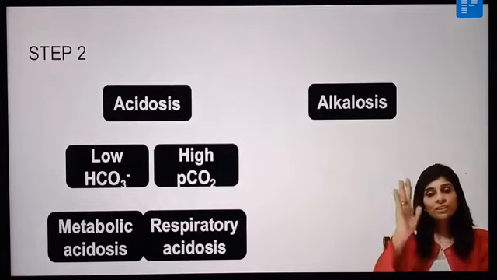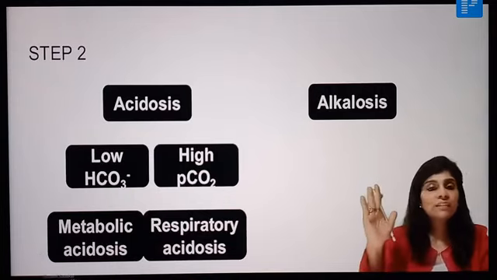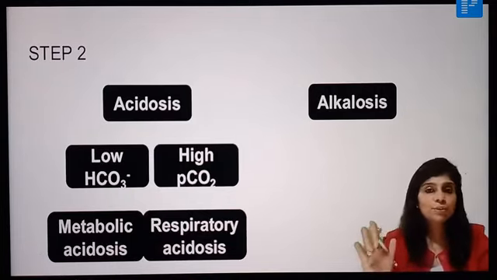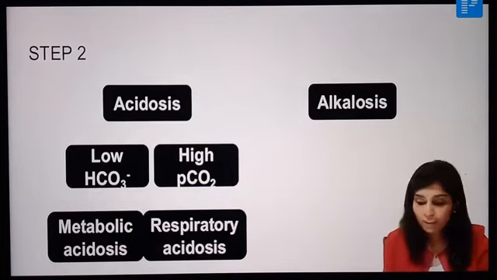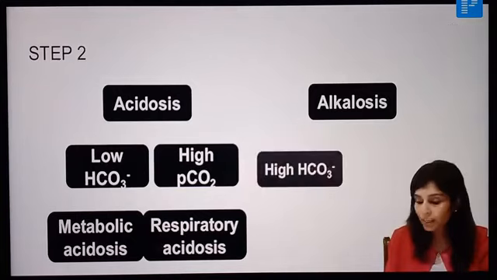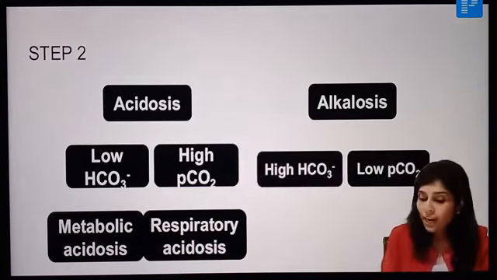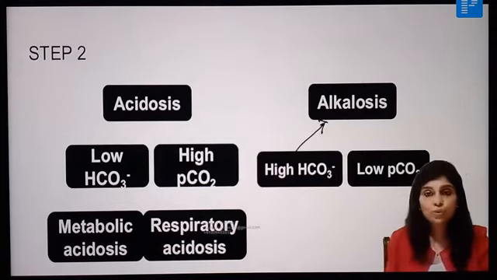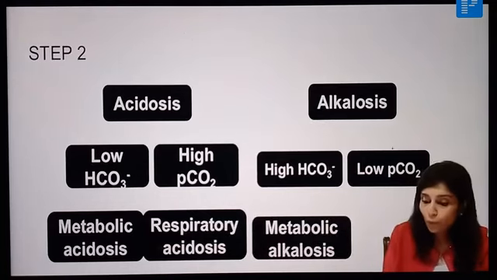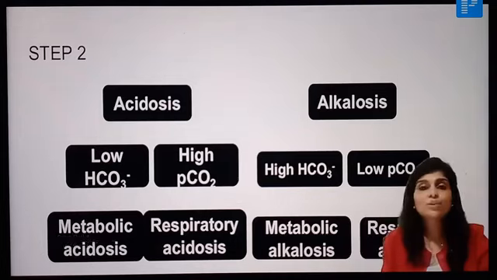So are you clear about acidosis? If acidosis is because of decrease in bicarbonate, it is metabolic acidosis. If it's because of increase in PCO2, it is respiratory acidosis. Now what about alkalosis? Alkalosis can be either because of increase in bicarbonate or a decrease in PCO2. If a high bicarbonate causes alkalosis, then that is called metabolic alkalosis. If a low PCO2 causes alkalosis, that is called respiratory alkalosis.